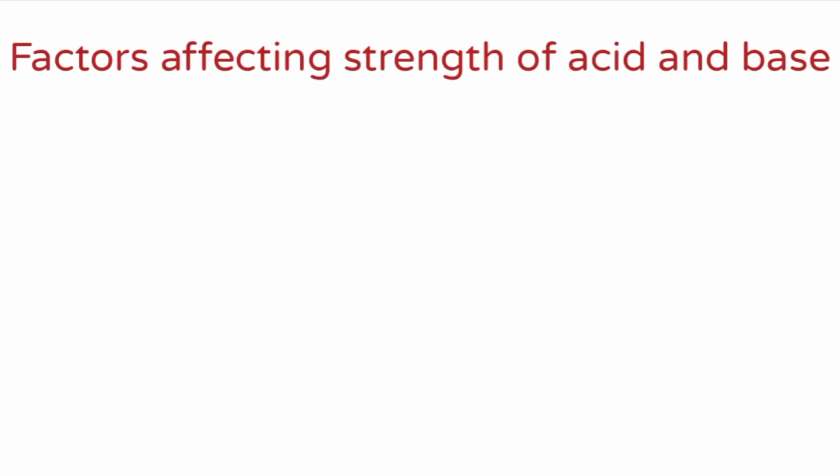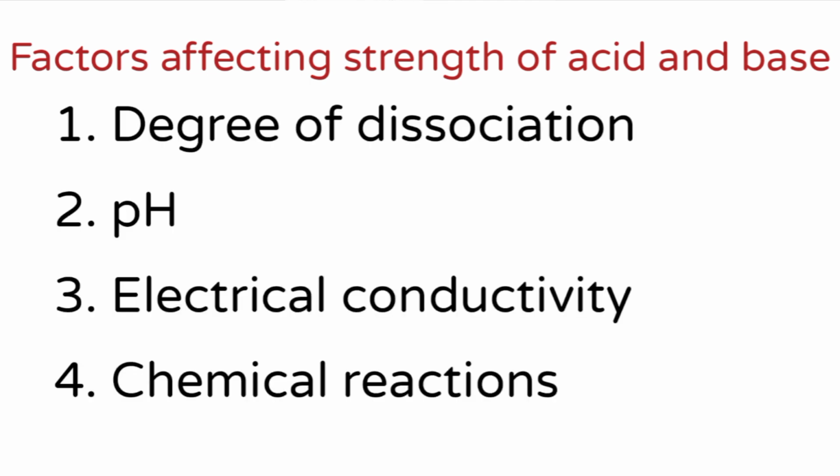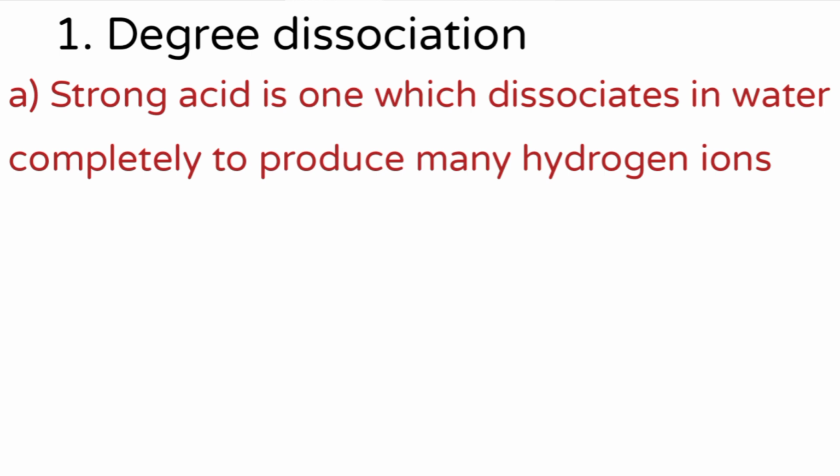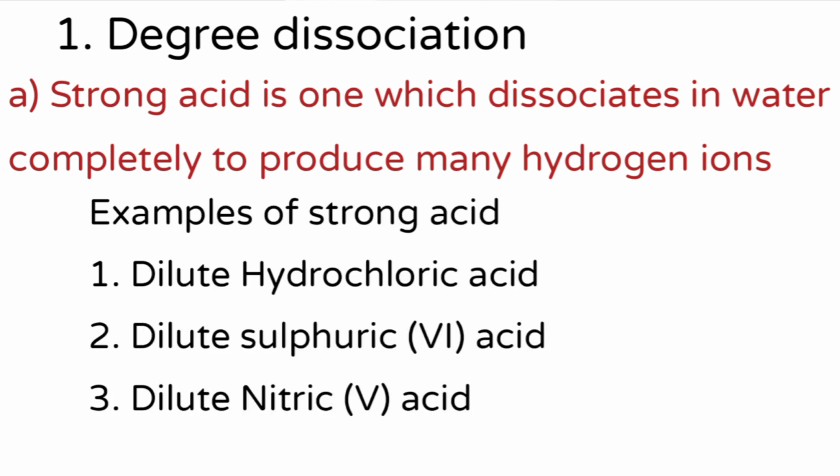Now, from there, we need to know factors that affect the strength of acid and base. Their strength is affected by 4 factors. Number 1, degree of dissociation. Number 2, pH. Number 3, electrical conductivity. Number 4, chemical reaction. Now, to start with the degree of dissociation, a strong acid is one which dissociates completely when dissolved in water to produce many hydrogen ions. Examples include dilute hydrochloric acid, dilute sulfuric acid, and dilute nitric acid.